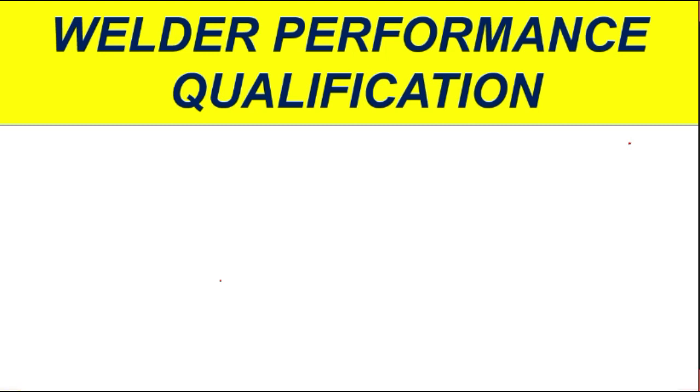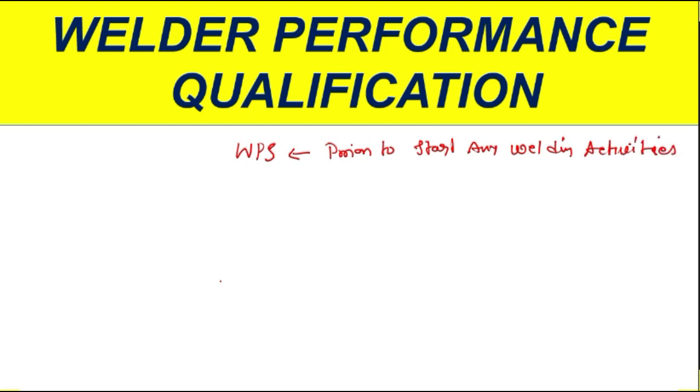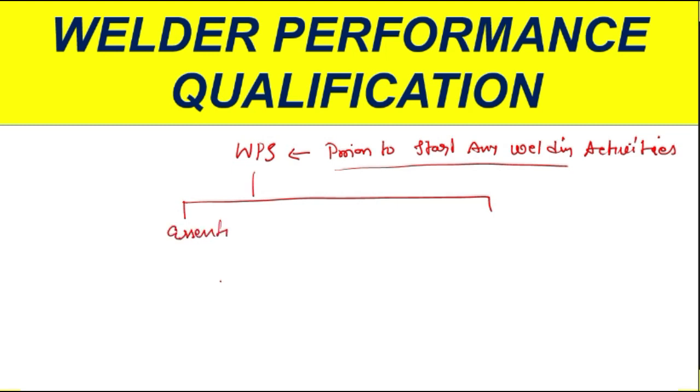So what is this WPS? Now you should know very well that WPS is the welding procedure specification. Prior to starting any welding activities, we should have the WPS. And the WPS has three variables: essential, non-essential, and supplementary. So three variables are required for the WPS.